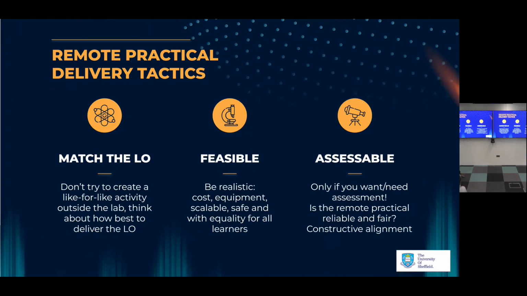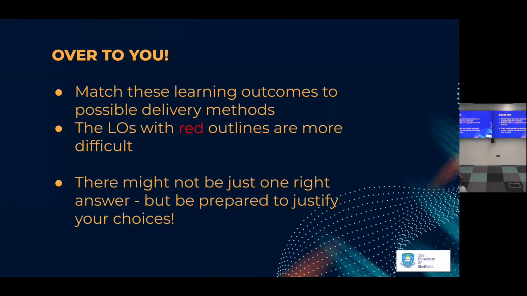Why am I telling you these hints on what to do? Because our final activity for you all, Andrew's going to pass out some sheets to work in pairs or threes, with some learning outcomes and some possible delivery methods. So we'll give you a few minutes just to try and match up some different learning outcomes. These are definitely activity level learning outcomes, and these are remote practical activity delivery methods. Match them up. There's not necessarily one right answer. I've got some answers in mind, but as long as you can justify why you're delivering your remote practical that way, do it.